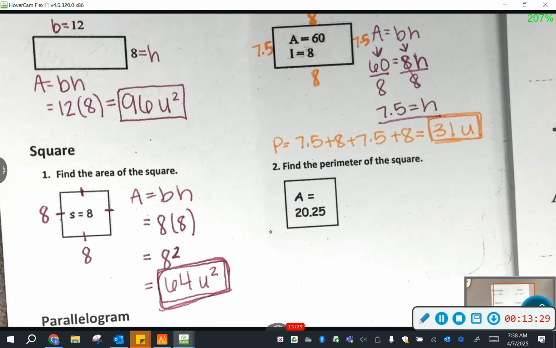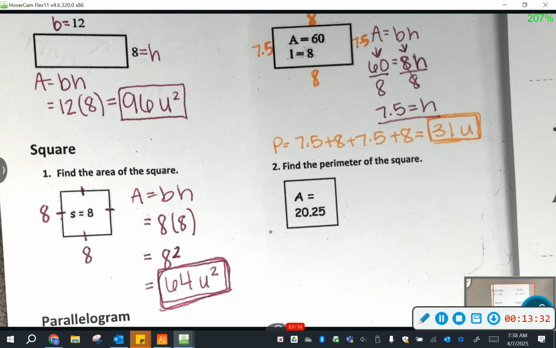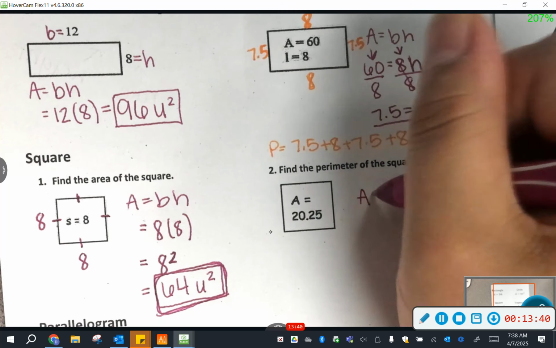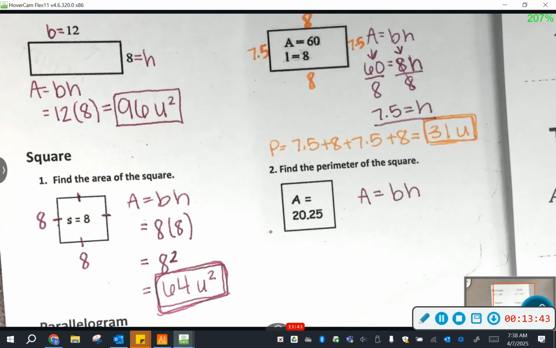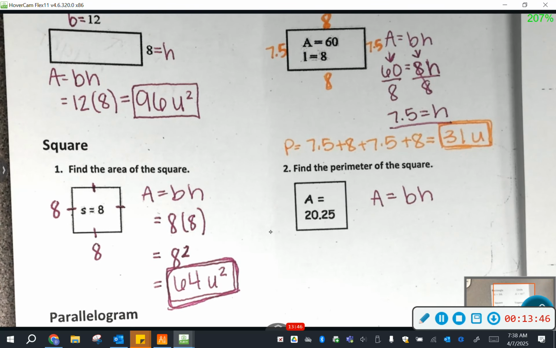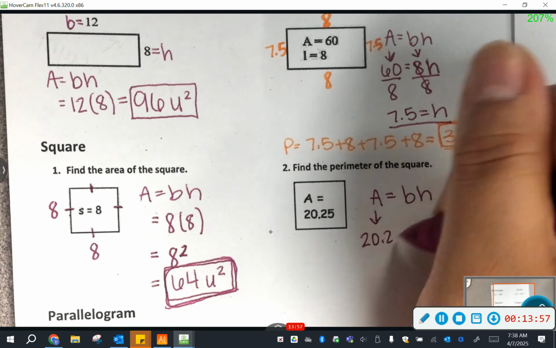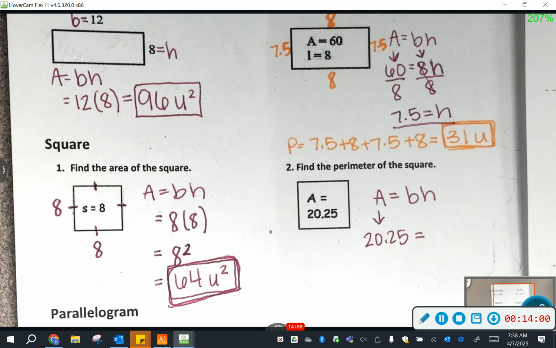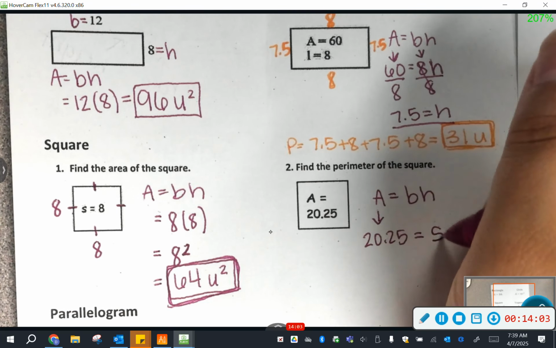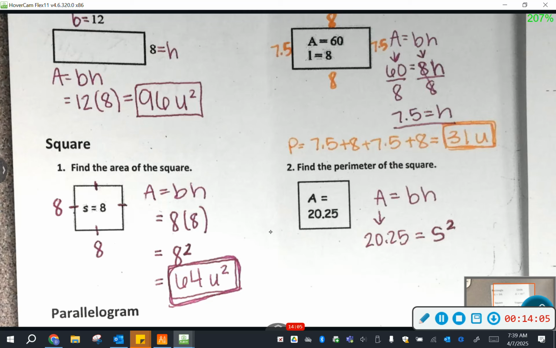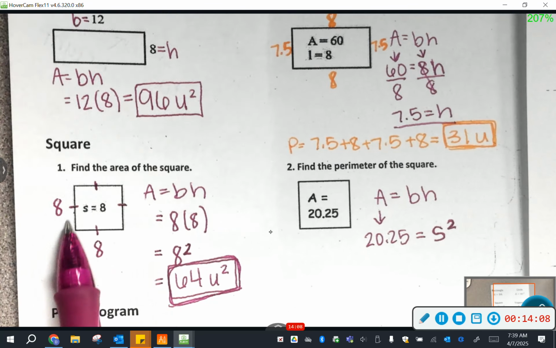You cut that in half. Don't cut it in half. So, what if I have the area? Area is base times height. Okay, we can't. So be careful. If I have the area, do you agree the base and the height are the same thing? So what we actually do here, this is 20.25. Of a square, if I have the area, base times height are the same, we say it's the side squared. That's what we did right here when we did 8 squared. The side squared.